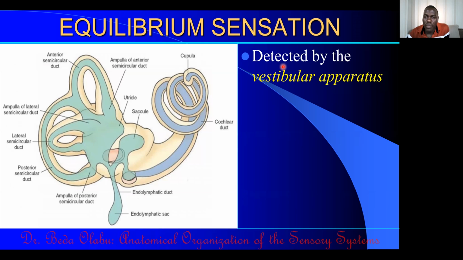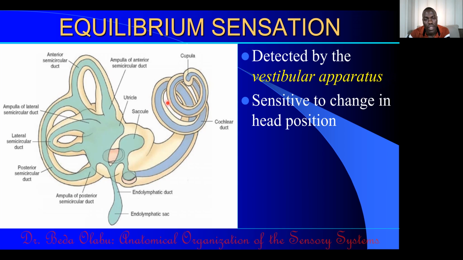The information regarding equilibrium is detected by the vestibular apparatus. What are we calling the vestibular apparatus? The vestibular apparatus refers to these ones here: the utricle, the saccule. Now remember, those ones are within the vestibule. The other component of the vestibular apparatus are the semicircular ducts. Semicircular ducts are within the semicircular canals. So those three types of structures are the ones you're calling the vestibular apparatus: the utricle, the saccule, and the semicircular ducts.